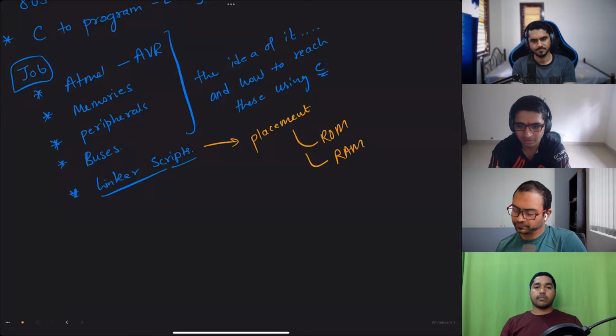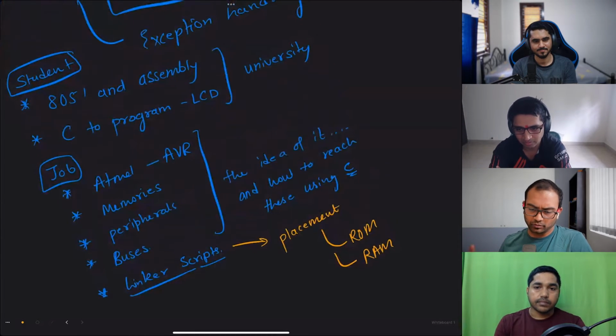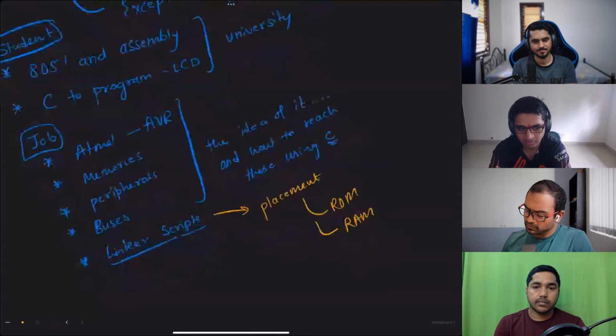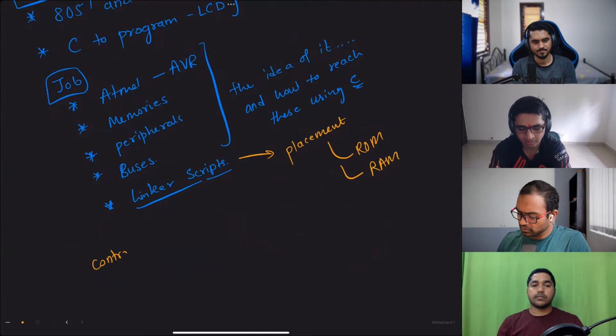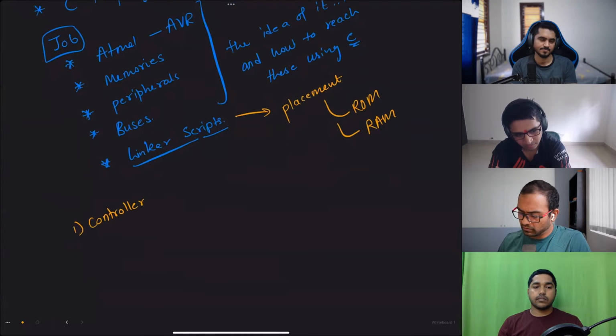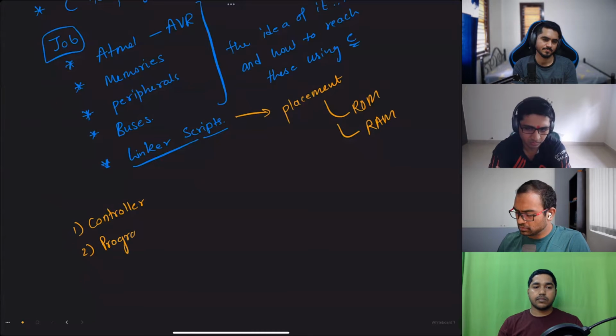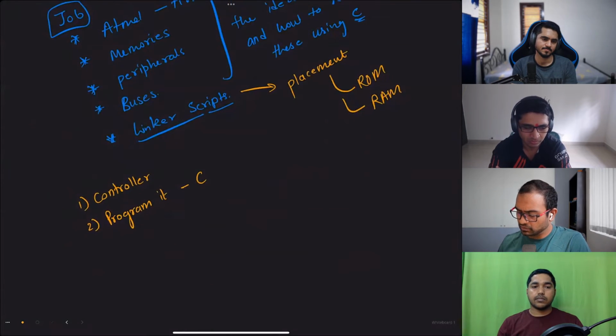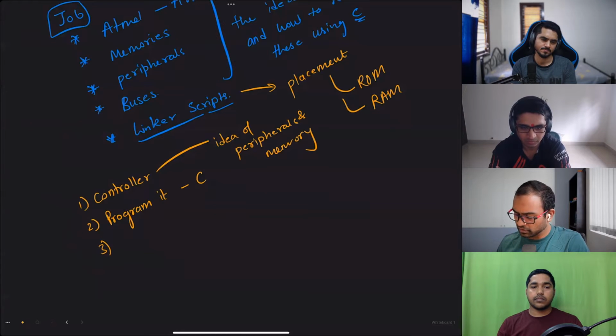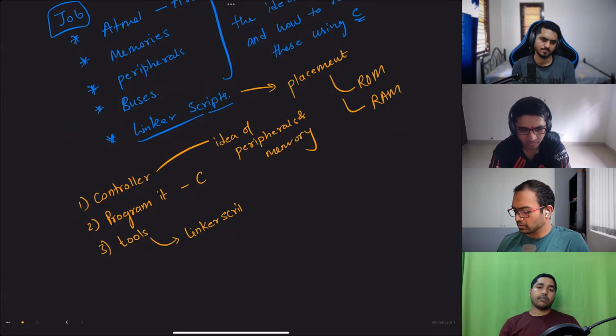So majorly what I'm able to distill out of all of what you spoke was there seems to be a controller involved of some kind, right? That was number one. The second was being able to program it, and in this case using C. Then with respect to the controller, there was this idea of peripherals and memory. And somewhere the third thing was, let me call it tools, in which case you talked about the linker script.